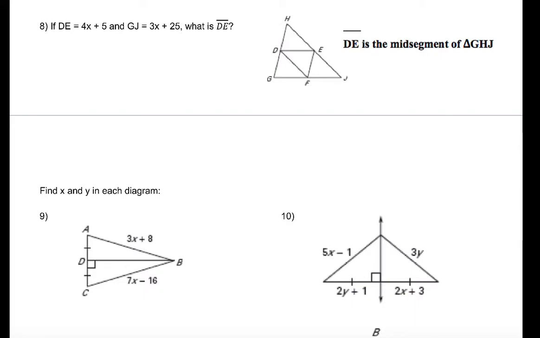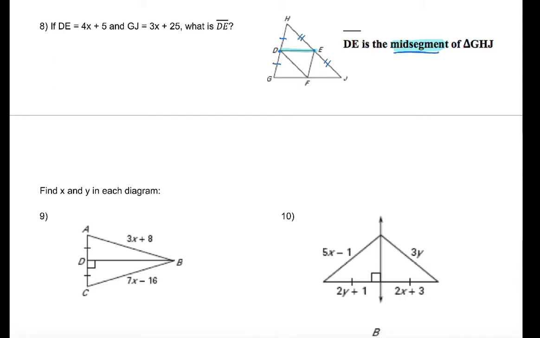Let's look at some solving using special segments. On number 8, they're telling us that DE is a midsegment over here to the side. Remember that to be a midsegment, that's a segment that connects the midpoints of two sides of a triangle. So if DE is going to be a midsegment, that means that D is the midpoint of HG and that E is the midpoint of HJ over there. So we have some congruent segments just from knowing the term midsegment.